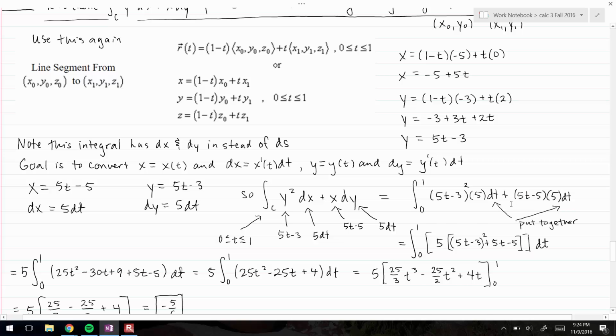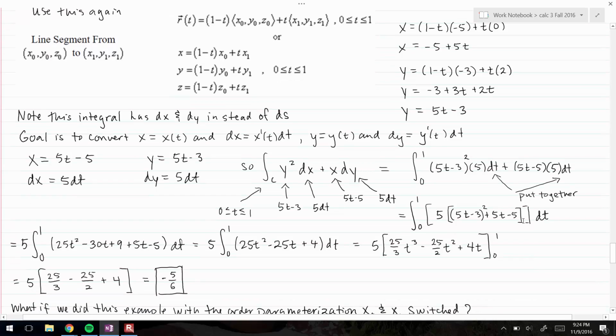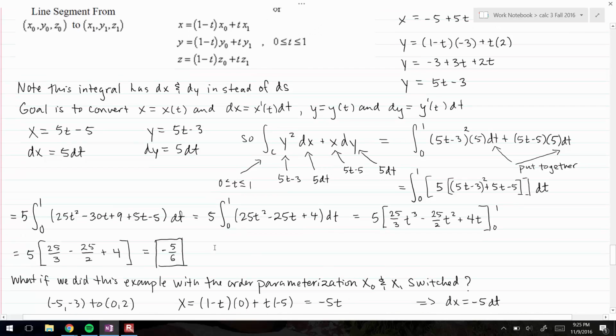Now again, this looks a little strange to have two dt's, but basically you can think of factoring that out and putting it all together. And now we have a more normal-looking integral with respect to t. So go ahead and simplify that. Expand the square, combine like terms, and then we do our integral. It's not too bad. So we get an answer of negative 5/6. So that's fine.